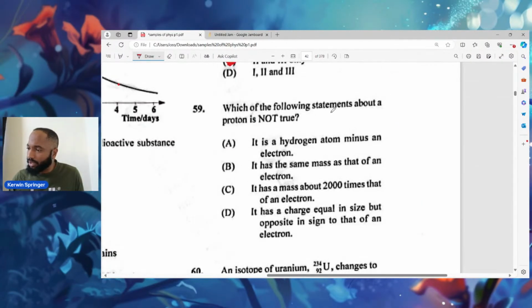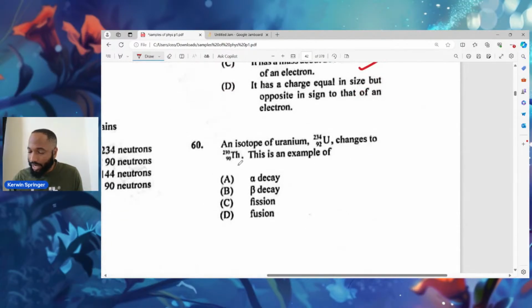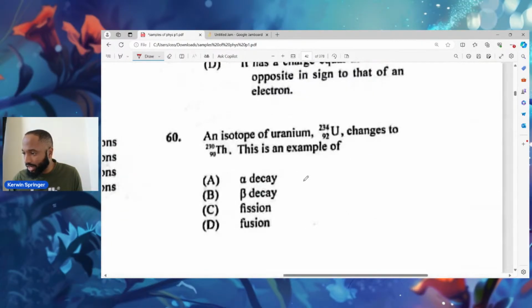Which of the following statements about a proton is not true? It is a hydrogen atom minus an electron. It is the same mass as that of, that's not true. It has a mass about 2,000 times. It has a charge equal, right? So B. And last one, an isotope of uranium changes to whatever that is. You went down by 2 and you lost 4, so that is alpha decay. Just like that. So what do you think about this one?